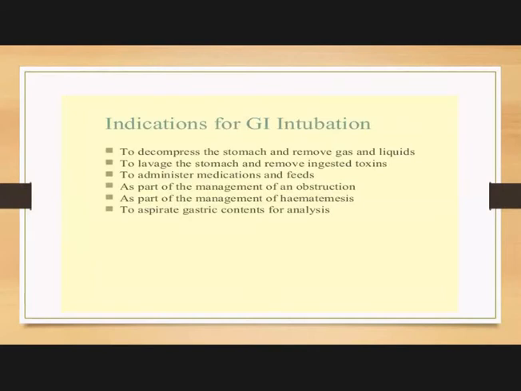Indications for GI intubation: to decompress the stomach and remove gas and liquids, and lavage of the stomach to remove ingested toxins. If a patient has ingested some toxin, then to remove it we have to use NG tube intubation. Also for administration of medication, feeding purposes, and the management of an obstruction.